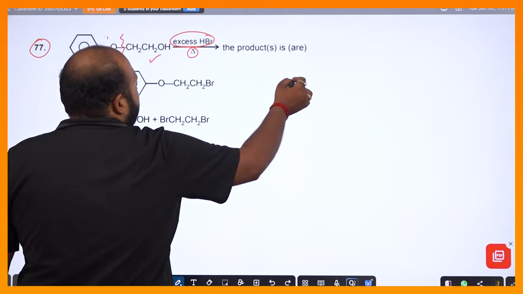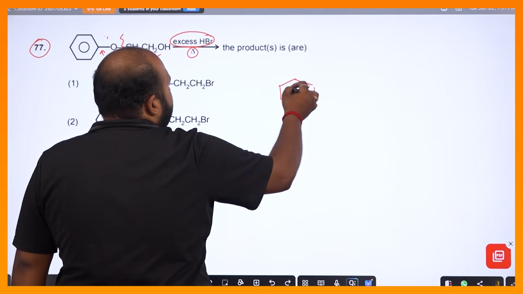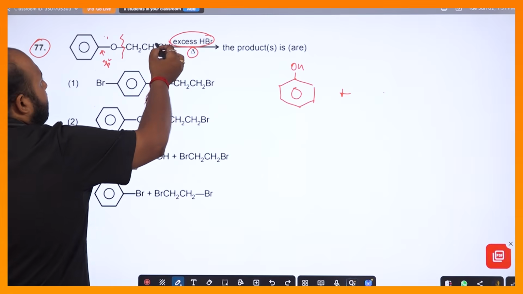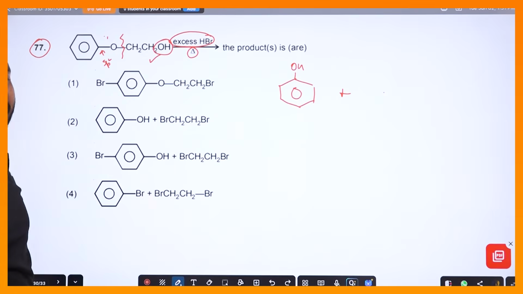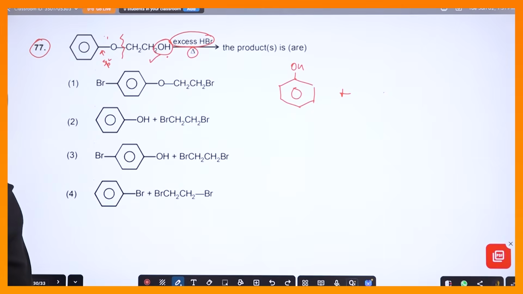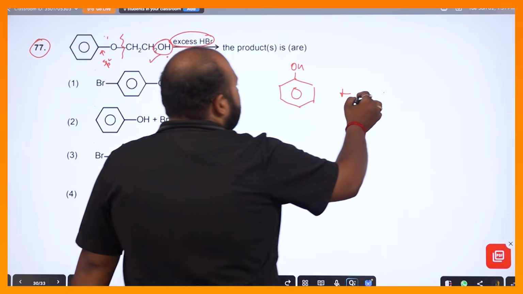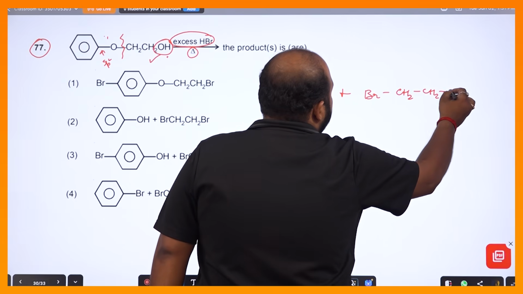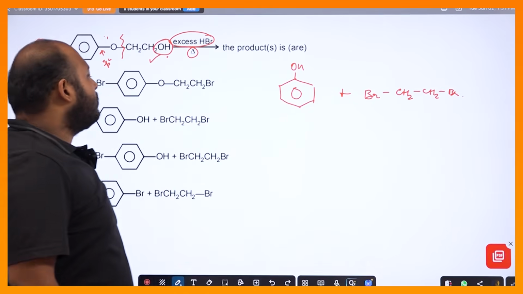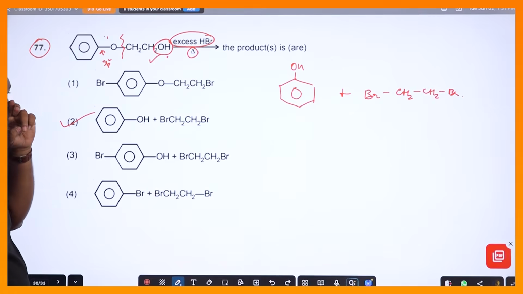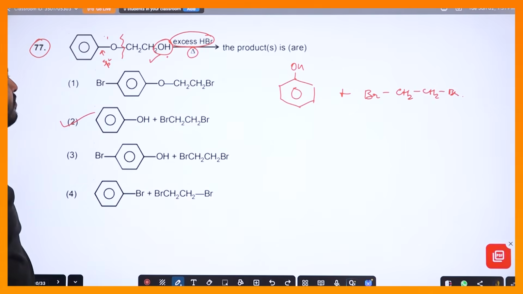So the products formed will be alcohol, phenol, and okay. So one more part is there that will also be cleaved. That is this OH. This OH will also get replaced by a bromine atom. So the product formed will be BrCH2 Br. So let us check it out. So option 2 is the correct option.